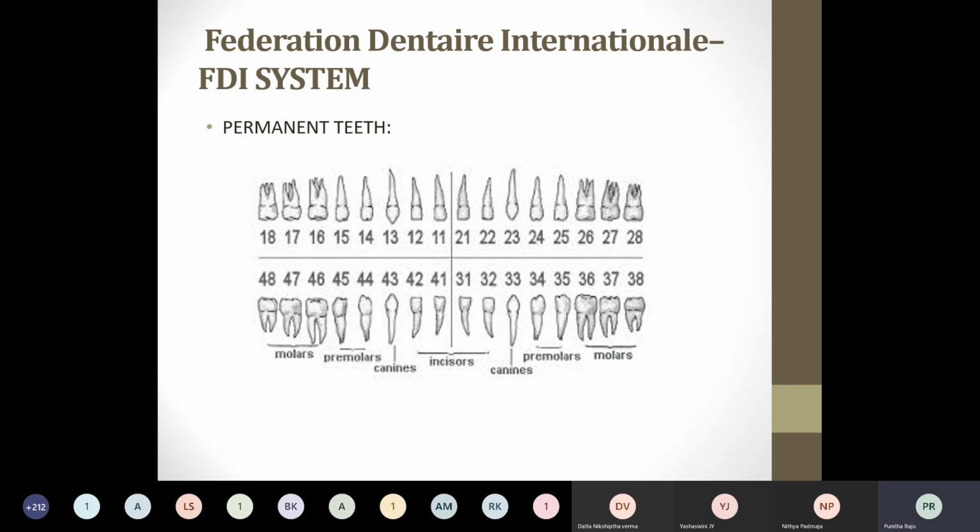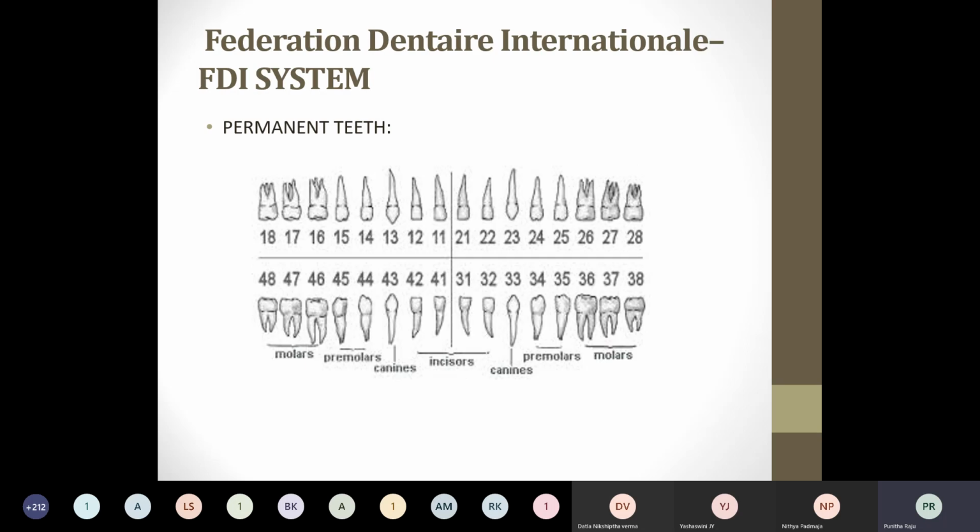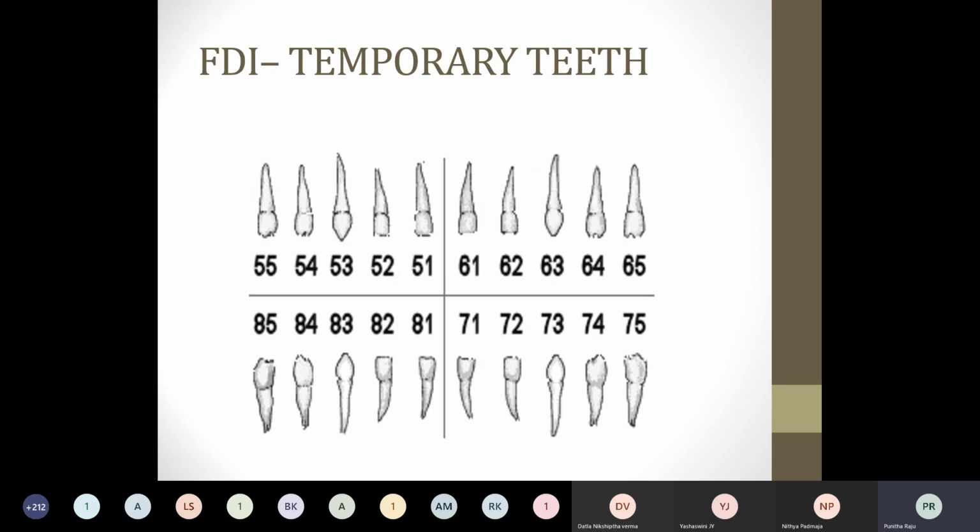So this is for the temporary teeth with respect to FDI. Here it is 1, 2, 3, and 4 for each quadrant. In temporary teeth, it is 5, 6, 7, 8. So you add 5, 6, 7, 8 just in front of those numbers. This is the way you write it for the temporary teeth.